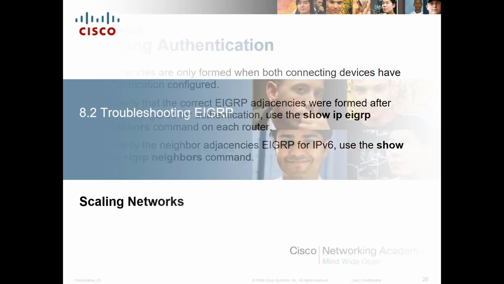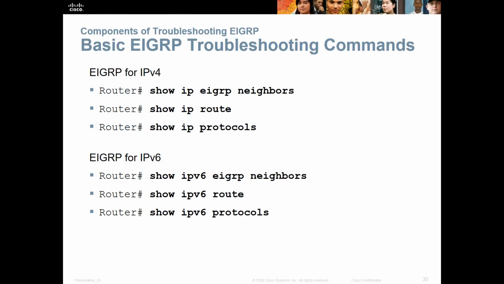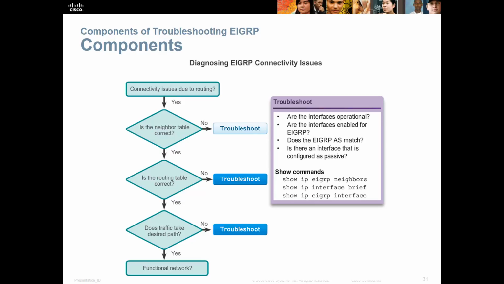Alright, let's get into our troubleshooting section. So for commands, for IPv4, the ones that are really big for EIGRP are going to be show IP EIGRP neighbors, show IP route, show IP protocols. For IPv6, the same commands, but for the version 6 variations of them. For the components, again, pretty straightforward with the appropriate flowchart.